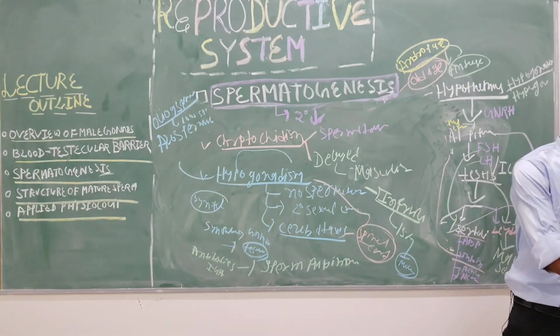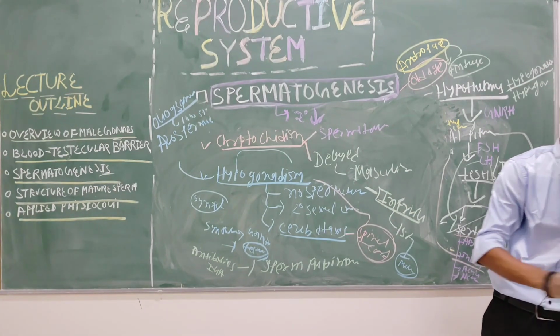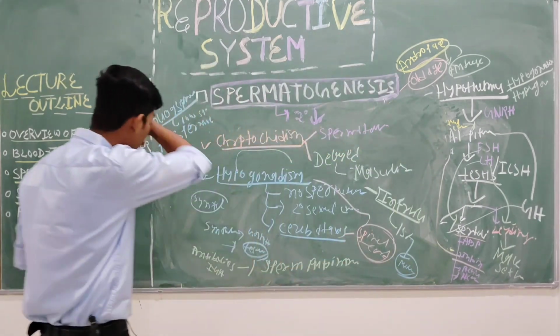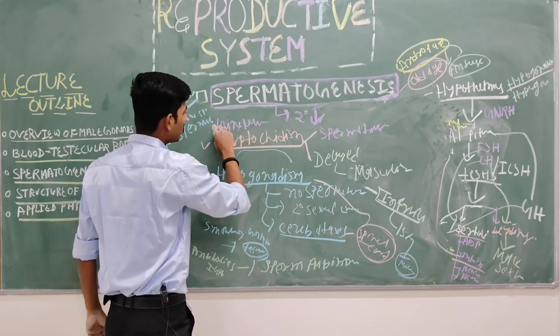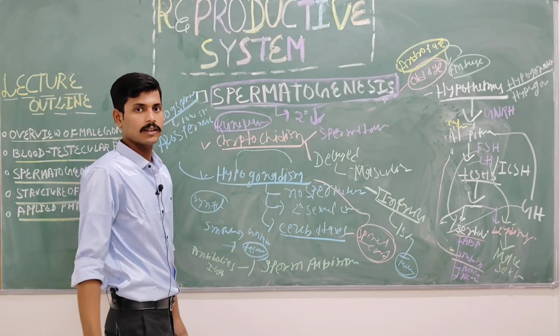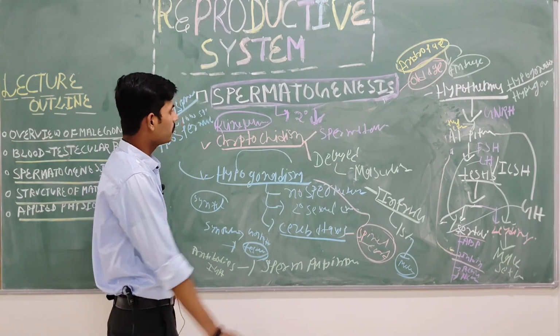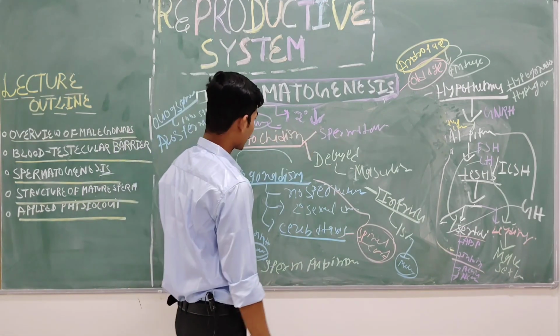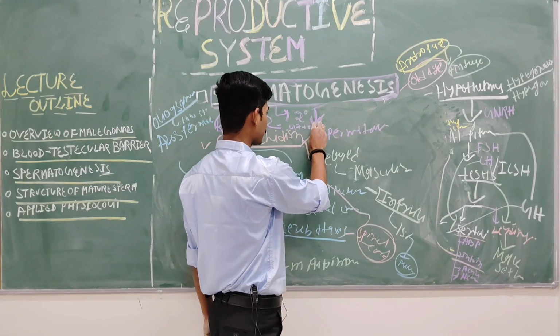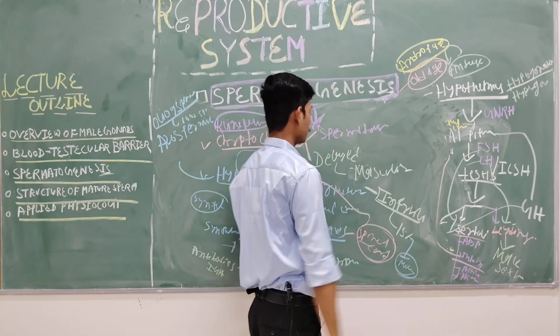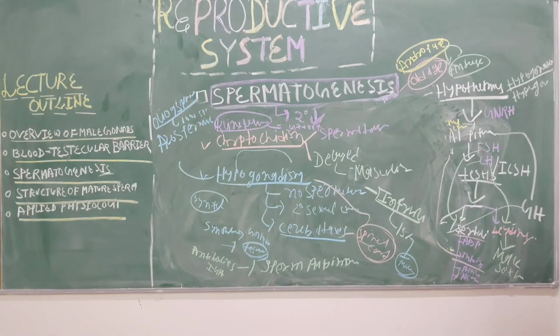Now once we understood this, don't forget one more condition you should remember, the Klinefelter syndrome. It is a genetic disorder where there are chromosomal abnormalities, with an extra chromosome, 47 XXY. This is called Klinefelter syndrome.